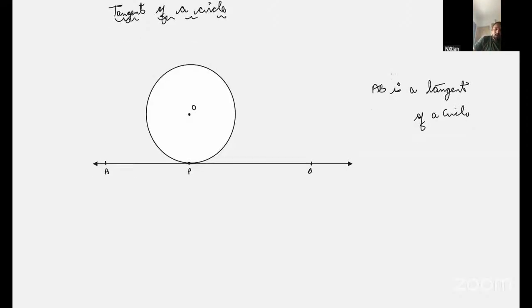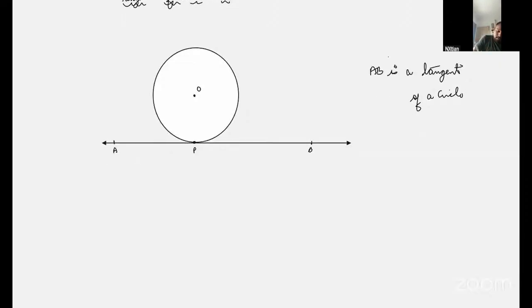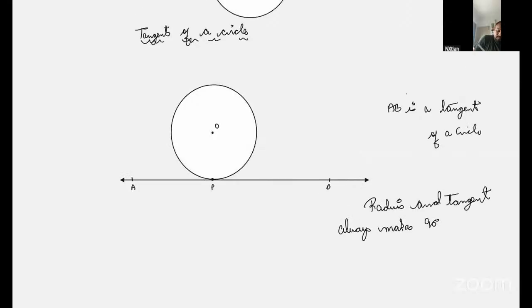Okay. Now listen, guys. There is one property that radius and any tangent always makes 90 degree. So radius and tangent. This is the radius and this is the tangent. They always make 90 degree. Are you with me, guys?